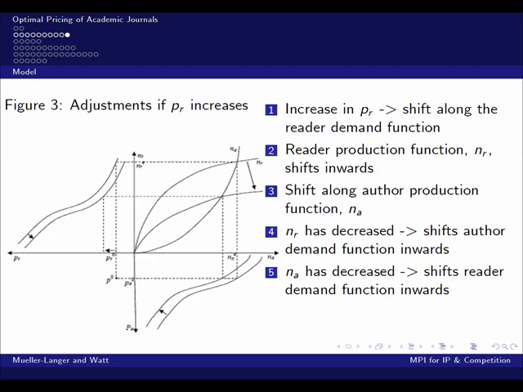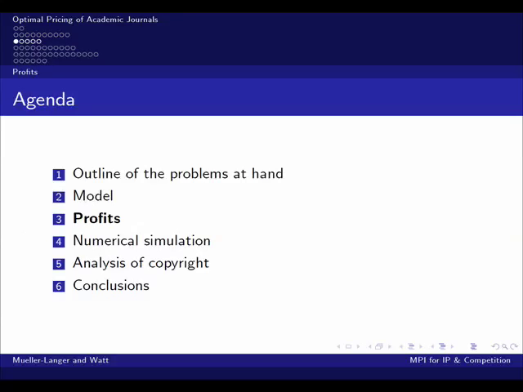Okay. So these shifts continue until a new equilibrium is attained, and this is the equilibrium given by this number of readers and this number of authors. So this is the basic structure, how the two-sided market of journals works in our model.